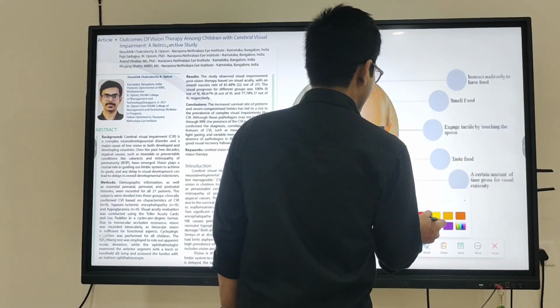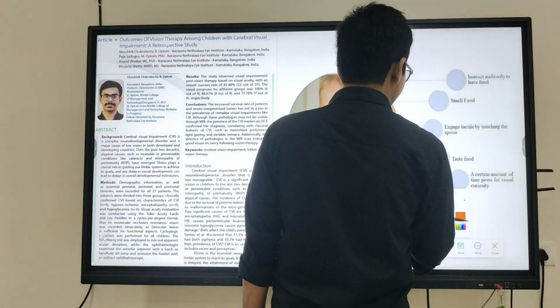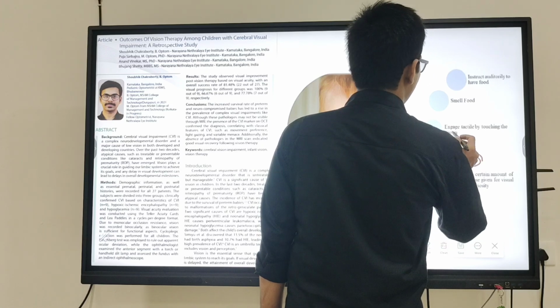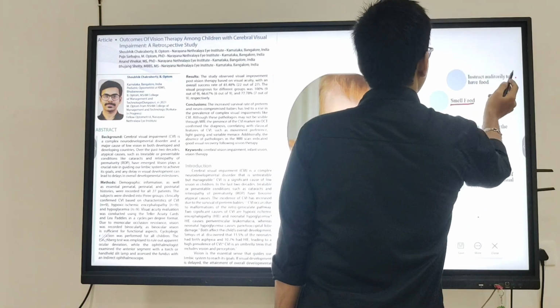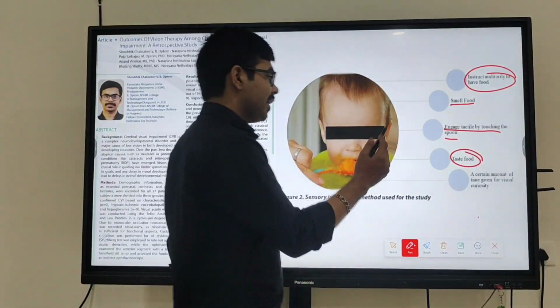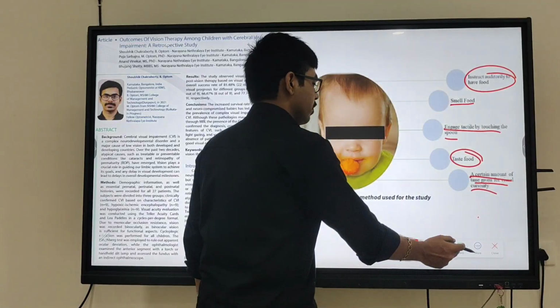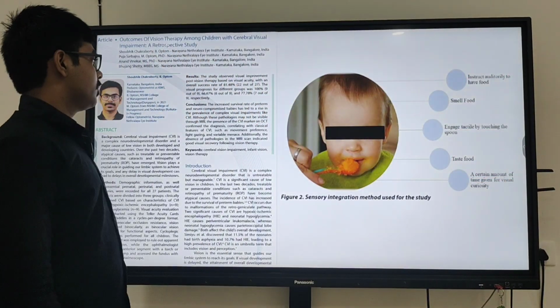Like we have shown, different types of objects in front of the child, then made the child aware of the taste of food, then engaged the tactile sense by touching the spoon, smelling the food, then we instruct the child to have the food, and at last the child was having the food by seeing that object. Okay, I will demonstrate how we do it.